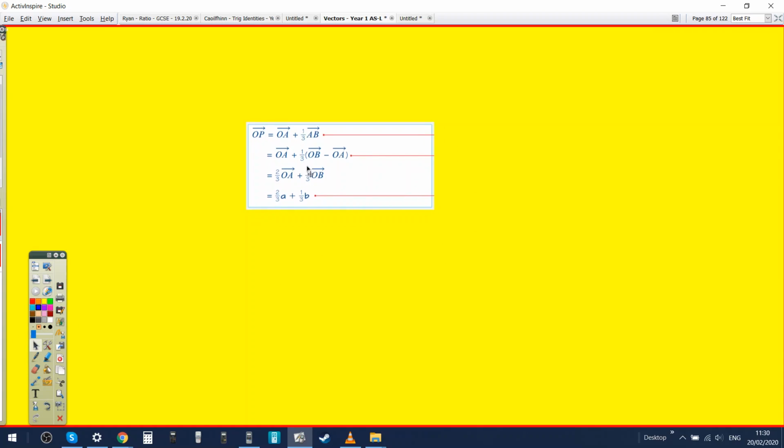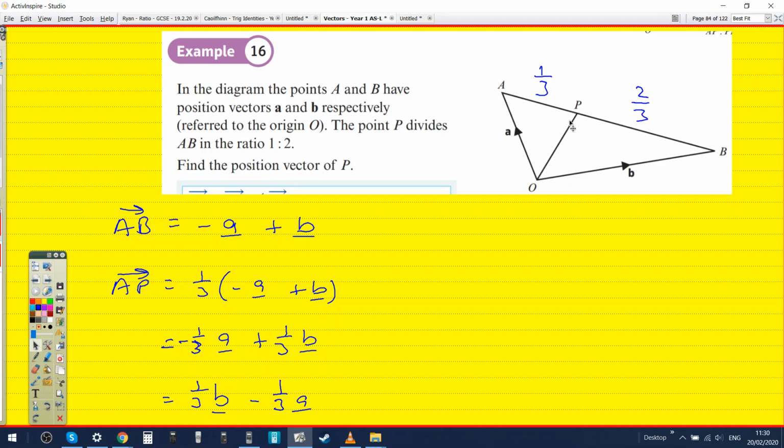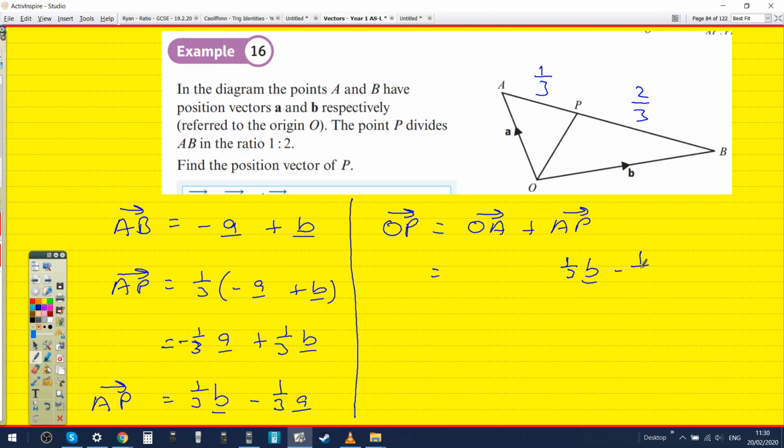Oh, something went wrong here. We forgot something. So that's A to P. How do we get the position vector of P? Is it like a third of A plus B? Just in terms of big letters, what does it mean by the position vector of P? So O to A plus A to P. Yeah, so basically O to P. Okay. So O to P is O to A plus A to P. We just found A to P.